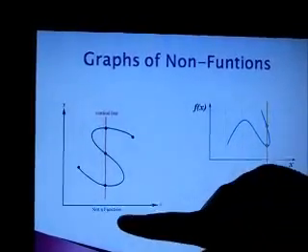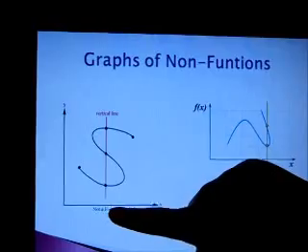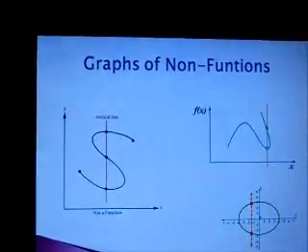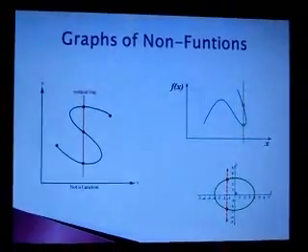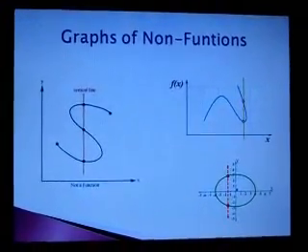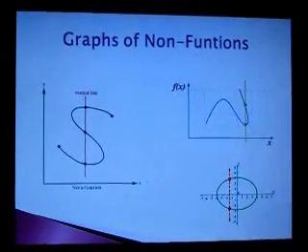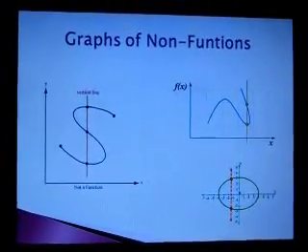These are examples of not functions. This is not a function, as you can see. At this x value, there's this y value, and this y value. So obviously it does not have only one. And as you can see, circles are not an example of a function, and some other kind of graph is also not an example of a function. It can only hit once.